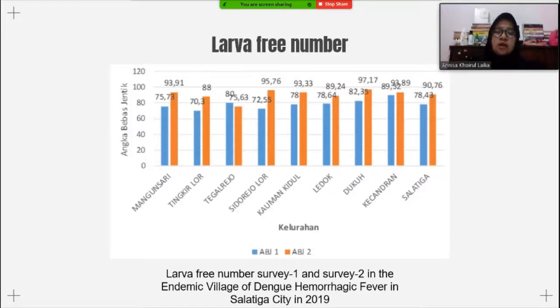This is the larva free number from the survey that was conducted before. We can see here that the larva free number from survey 1 to survey 2 increased, which is good. For example, in Mangunsari it went from 75.73 to 93.91 larva free number.